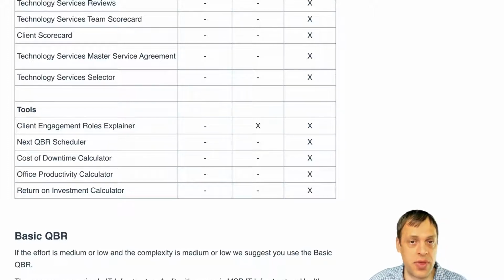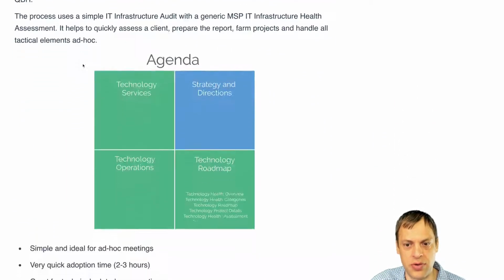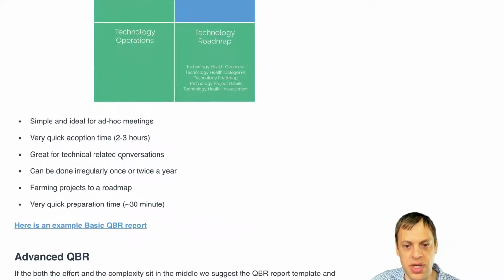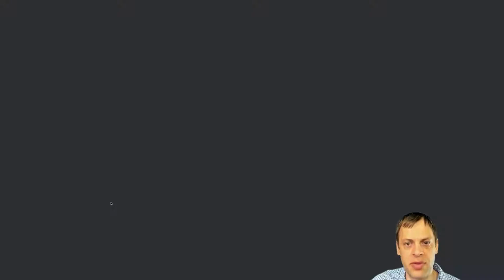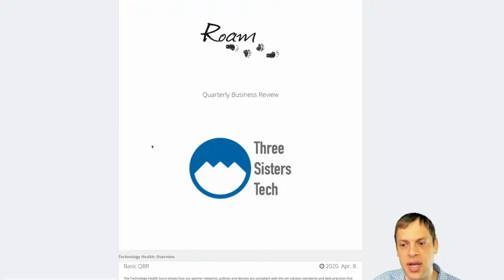So let's go through the 3 different options in a little bit more detail. The basic QBR is going to have, from the 4 different sections, only items on the technology roadmap part. So there is no strategy discussion, no technology services or operation. If you think about that, it's going to look something like that when you share it with the client.